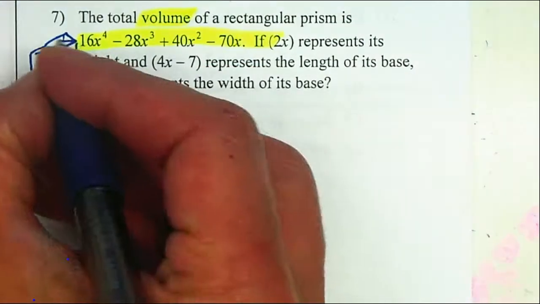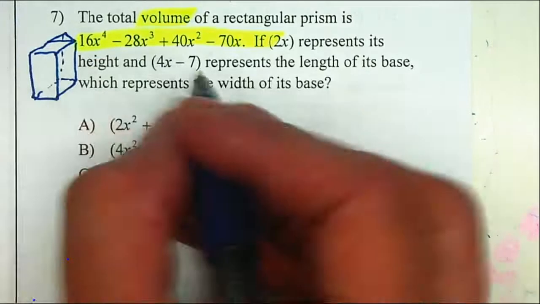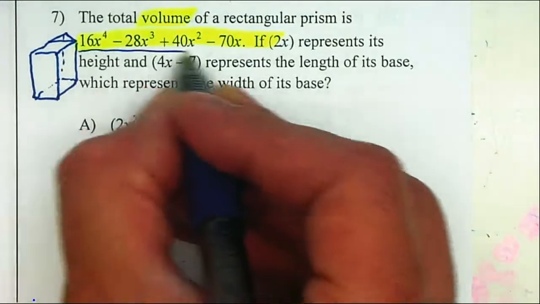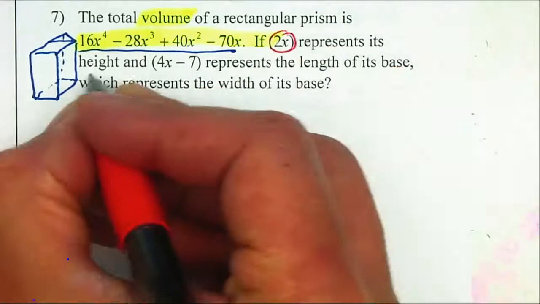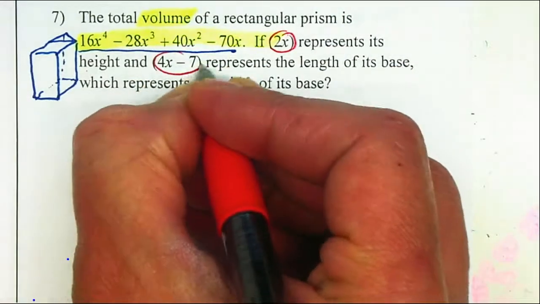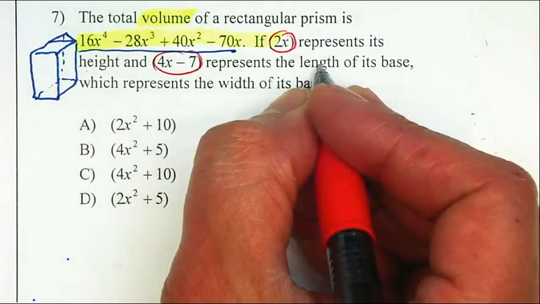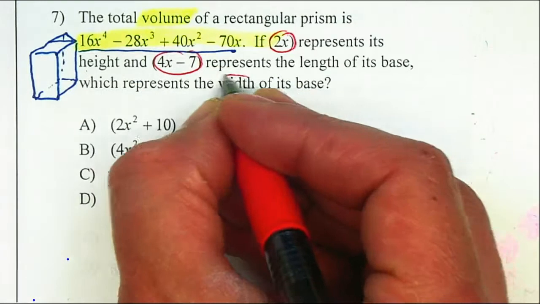Now, they tell you that the volume is given to you. They tell you that 2x represents the height and 4x minus 7 represents the length. And they ask you to find the width.